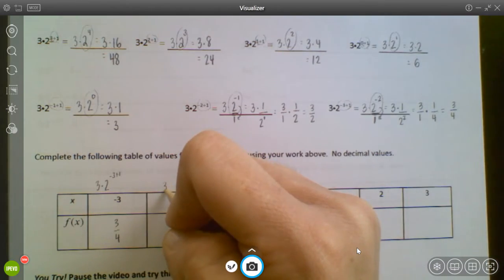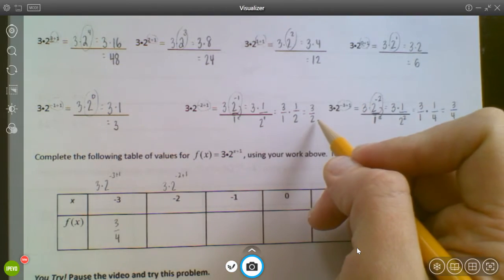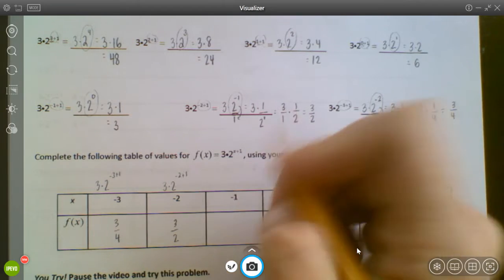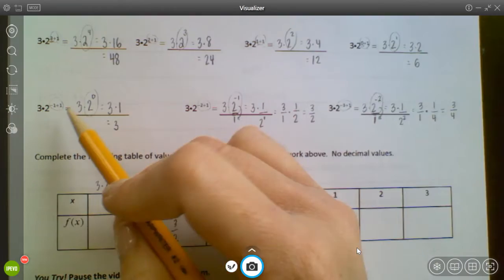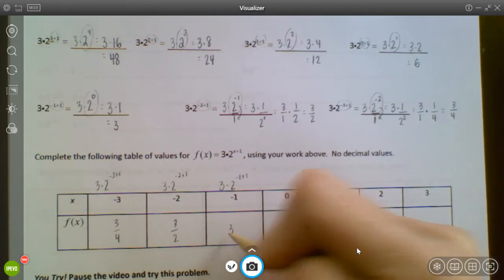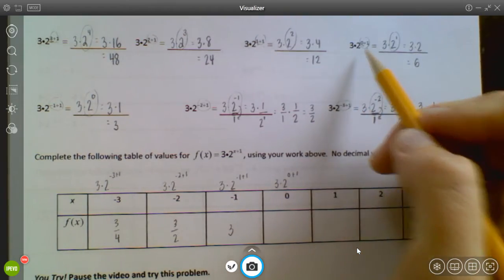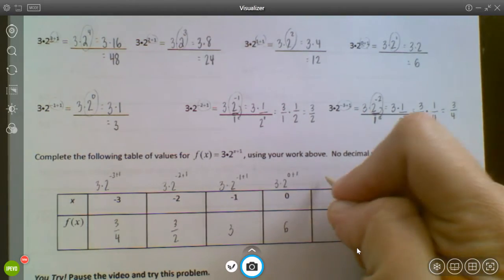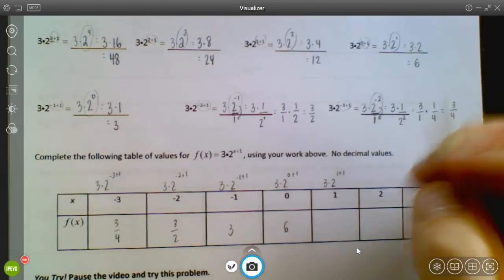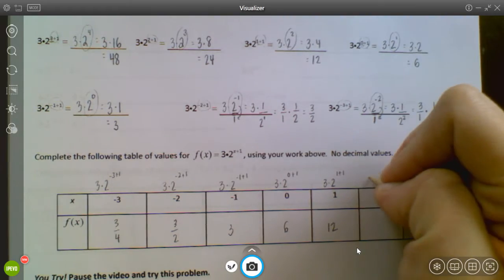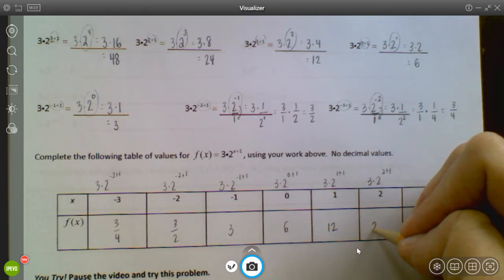Here, it's asking us to do 3 times 2 to the negative 2 plus 1. Well, that was the one that we just did before that, so that was 3 over 2. This is asking us to do 3 times 2 to the negative 1 plus 1. That was the problem we did over here. We said that was 3. 3 times 2 to the 0 plus 1 was the one that we did up here, so that was 6. 3 times 2 to the 1 plus 1, we said was 12. 3 times 2 to the 2 plus 1 was the second problem we did. We said that was 24.